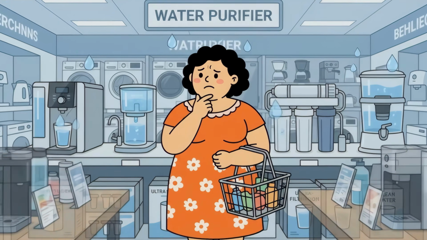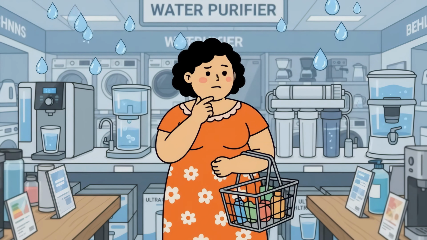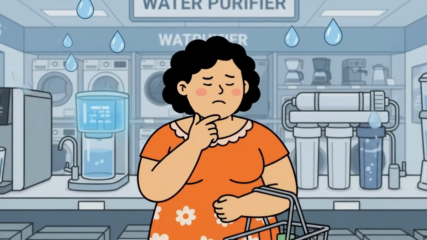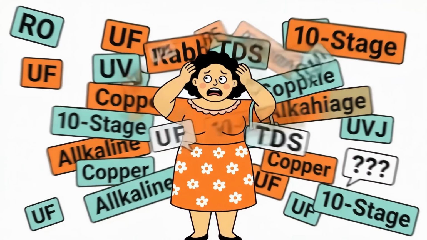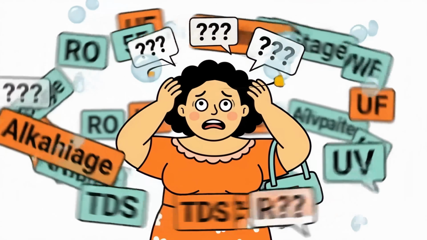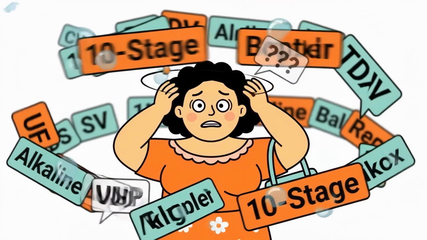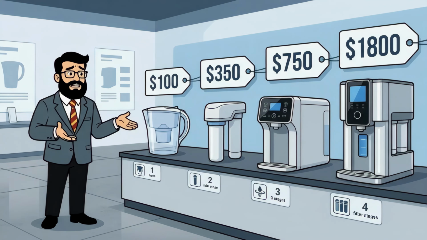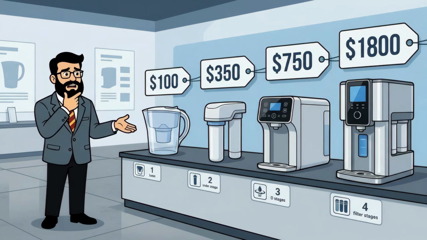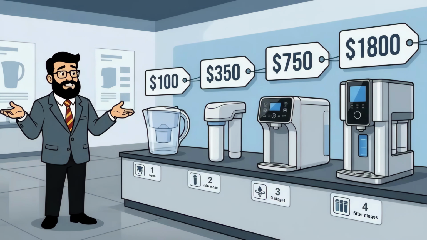Imagine standing in the appliance aisle or scrolling through an online store, looking for a simple solution to one of life's most basic needs, clean drinking water. Instead of clarity, you are instantly hit with a wall of confusing acronyms. RO, UV, UF, TDS, copper filters, alkaline boosters, and 10-stage purification systems. Every brand claims their technology is the absolute best, and the price tags vary wildly from pocket-friendly to incredibly expensive.